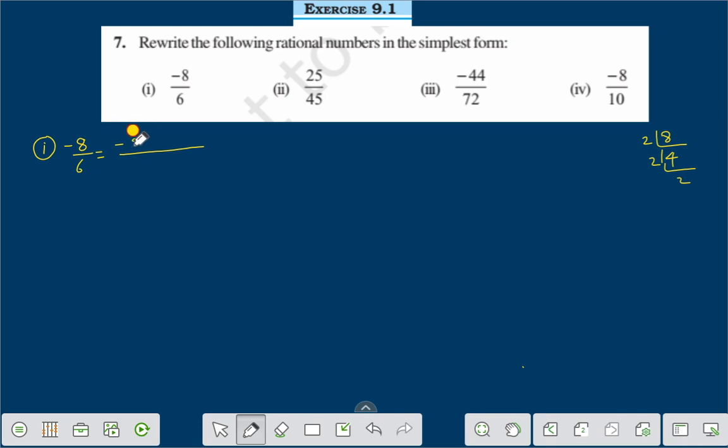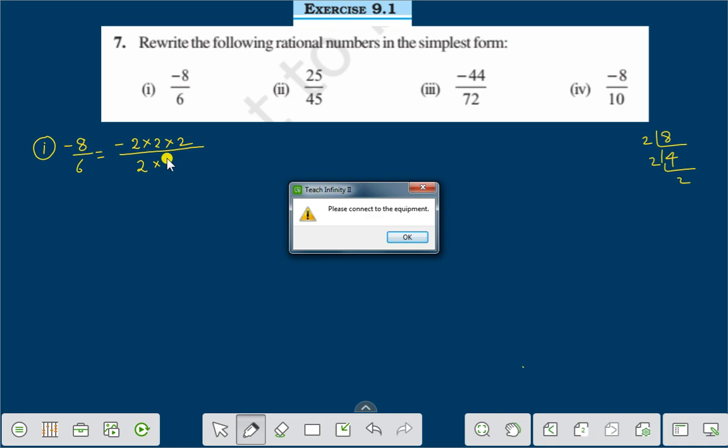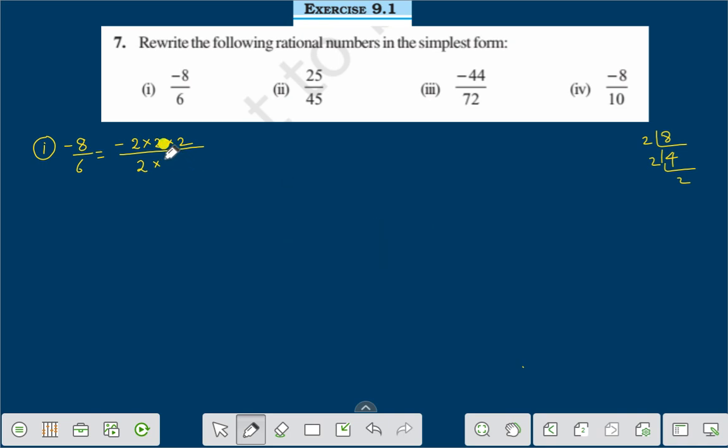That comes to minus 2 into 2 into 2, and 6 is 2 into 3. This 2 and this 2 will cut. Therefore it comes to minus 4 by 3. This is the simplest form and this is the answer.